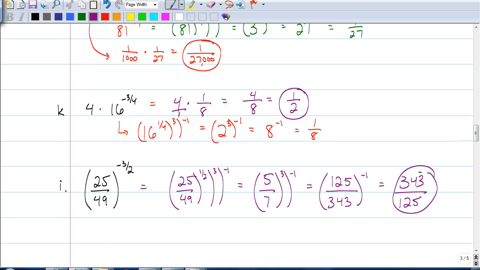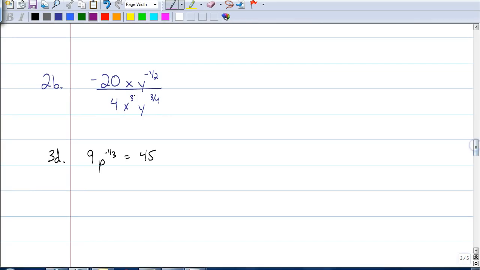Okay, so in that section A through L, those are the ones we're going to look at there. Now let's look at section 2, letter B.